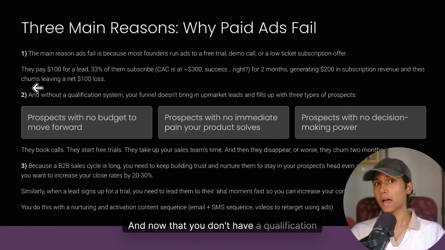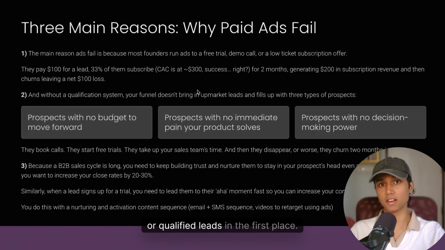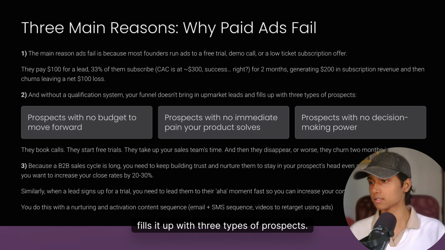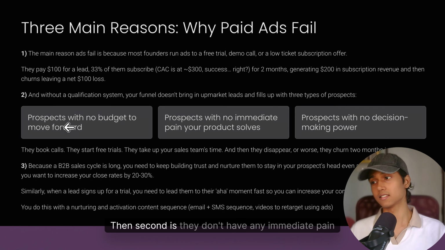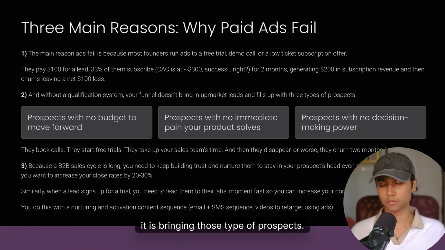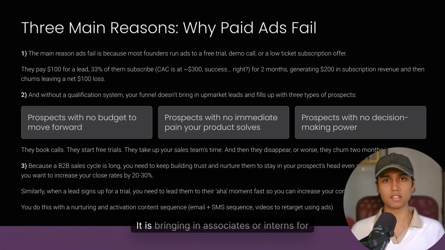And now that you don't have a qualification system, your funnel doesn't even bring in upmarket leads or qualified leads in the first place, and it fills up with three types of prospects. First is prospects who have no budget to move forward. Second, they don't have any immediate pain that your product solves. Then there is the third type of prospects who just don't have any decision making power. It is bringing in associates or interns, for example.